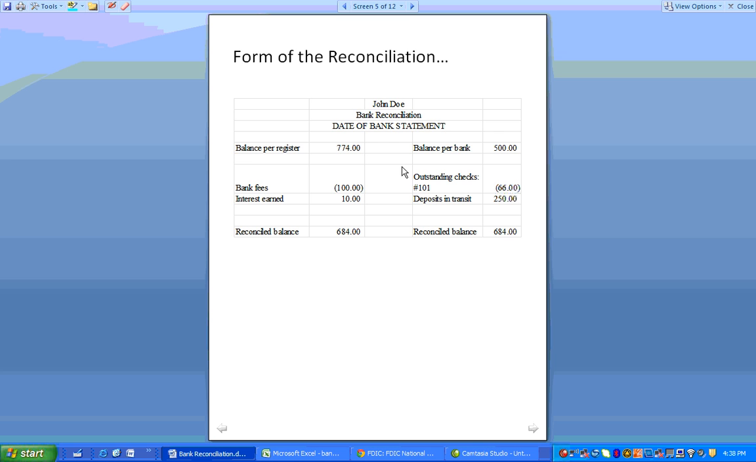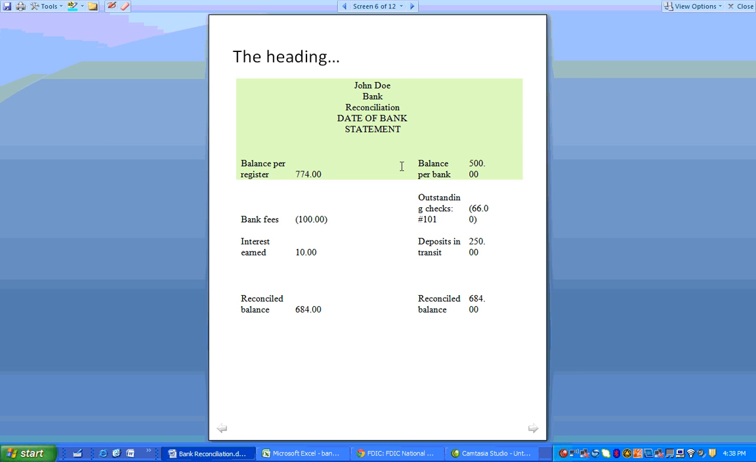So next, let's start on the heading. Every time you have to do a bank reconciliation, this heading should just jump out on your paper. We have the name of the account holder, could be a person or could be a company name. It's also a good idea to put the account number here because any person or company can have lots of different accounts at the same bank. Put the name of the bank. This is, of course, a reconciliation. And then you want the date of the bank statement because that's what you're reconciling to. You're reconciling the check register, the account holder's records, to the bank's records as of the bank statement date.